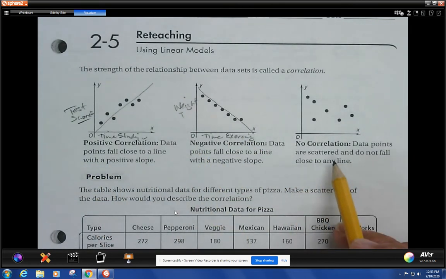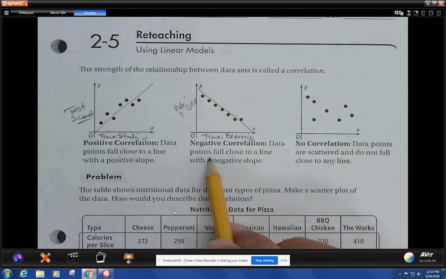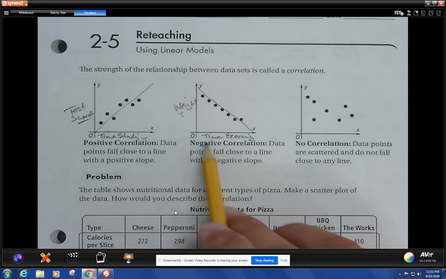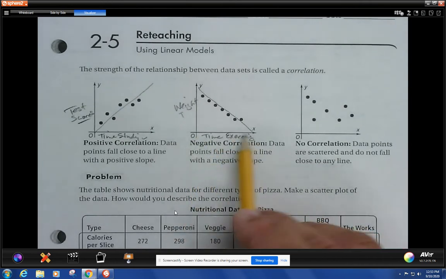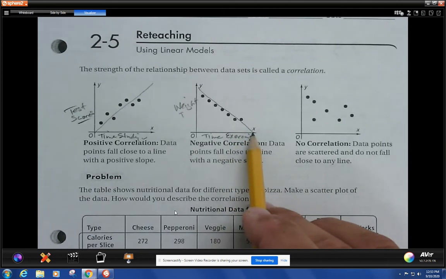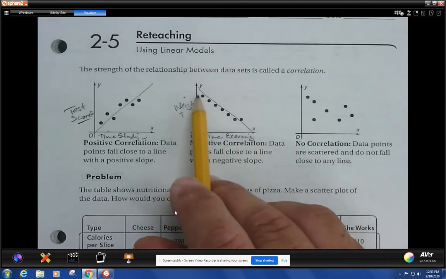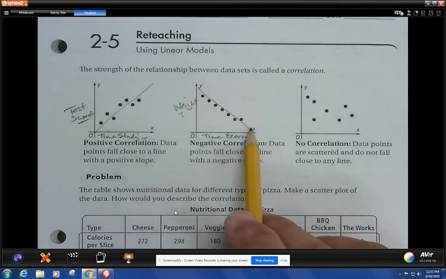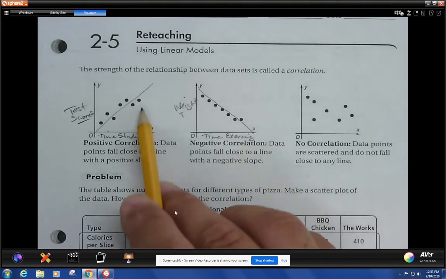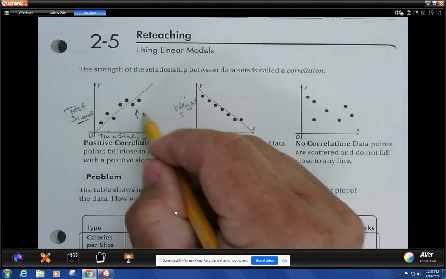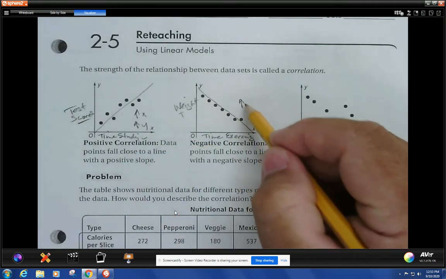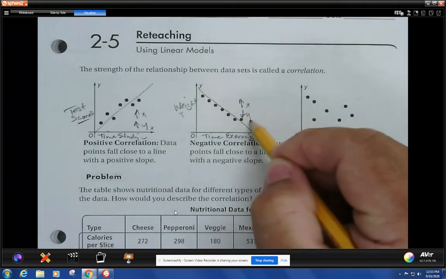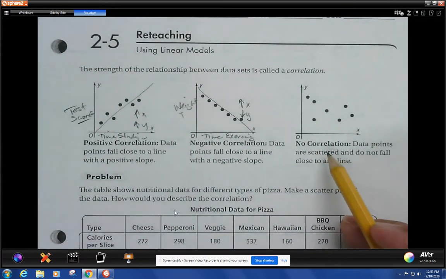And then here you have one that says no correlation. Let me go back to this one real quick. Negative correlation: if you increase X, notice if I start here and I go this way, I'm increasing my time exercising, but it's actually producing a more negative result in my Y. So again, here I'm increasing X and I'm also increasing Y. Here I am increasing X, but I am decreasing Y. Okay. Now let's look at no correlation.